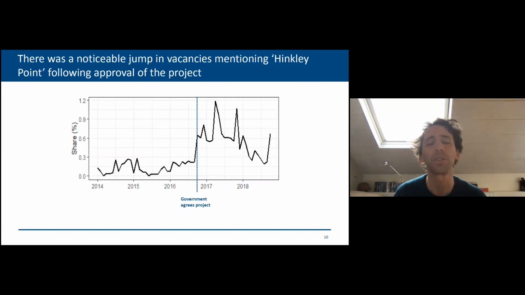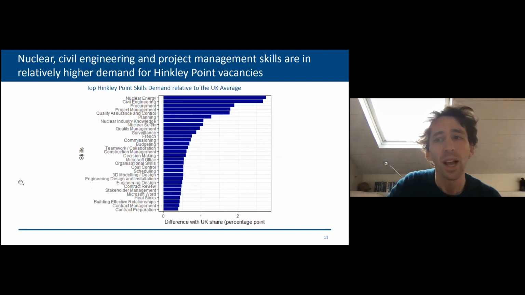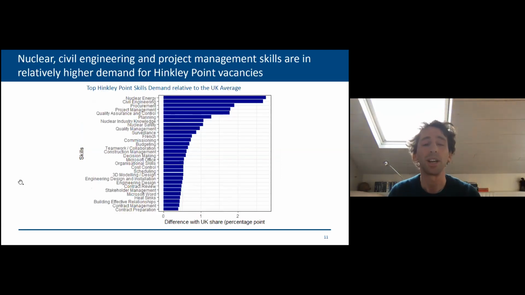So what we found was that there's a noticeable jump in the share of job vacancies mentioning Hinkley Point after the government approved the project of Hinkley Point C in September 2016. Next slide, please. And the really interesting thing is to look at the kind of skills that these jobs require.